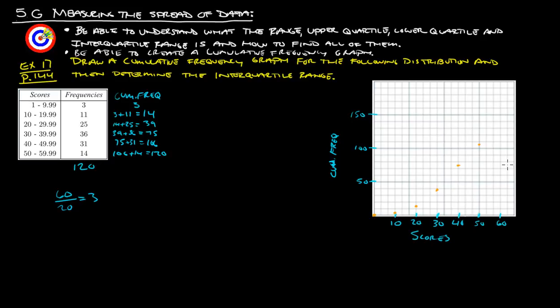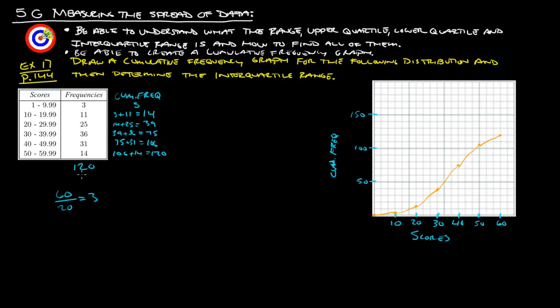And then at 60, we're at 120. So there's 100 and, oops, wrong spot. There we go. There's our 120. Okay. So we're drawing a cumulative frequency graph and then determining the interquartile range. So to draw our graph, we really need to connect our dots. Alright, so there's our cumulative frequency graph.